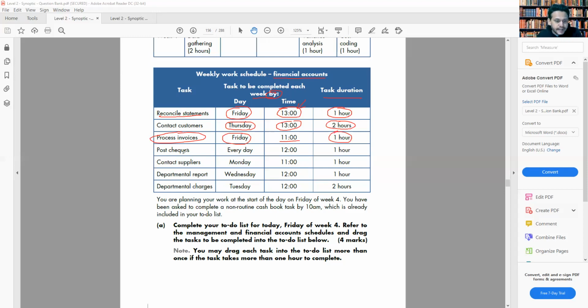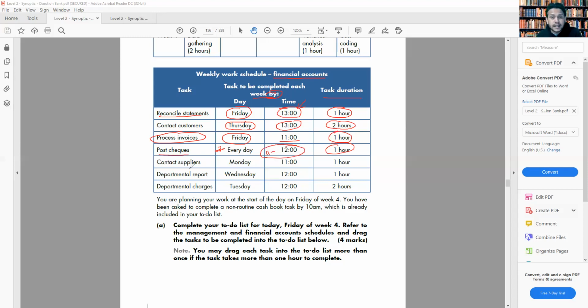Then post checks. I do it every day. And I finish by 12. That means I start at 11, so 11 to 12, I do 1 hour post check. So if the question said any day, Monday, Tuesday, Wednesday, Thursday, Friday, if the question gave me any day, I understand what 11 to 12 I have to post a check.